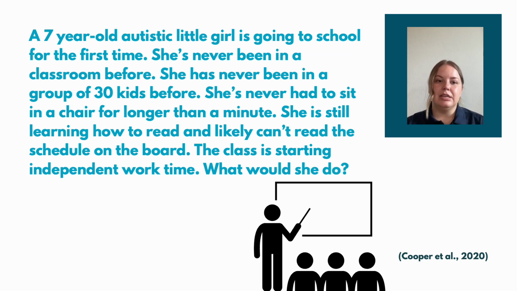Another example: a 7-year-old autistic little girl is going to school for the very first time. She's never been in a classroom before. She has never been in a group of 30 kids before. She's never had to sit in a chair for longer than a minute. She is still learning how to read and likely can't read the schedule on the board. The class is starting independent work time.